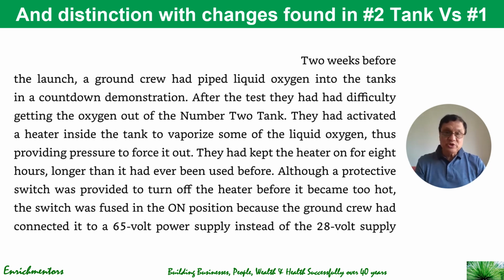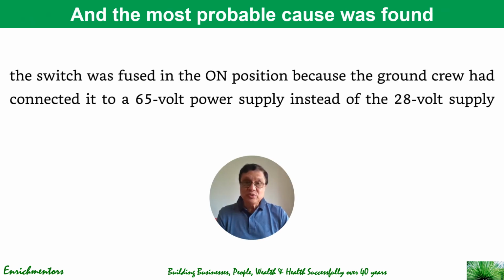Although a protective switch was provided to turn off the heater before it became too hot, the switch got fused in an on position. It got fused because of the heat, because the ground crew had connected to a 65-volt power supply instead of a 28-volt supply. So that is the distinction. So you see, something happened with tank number 2 which did not happen with tank number 1. And that led us to find the most probable cause, that switch being fused in on position in tank number 2 because the ground crew had connected it to a 65-volt power supply instead of a 28-volt supply.